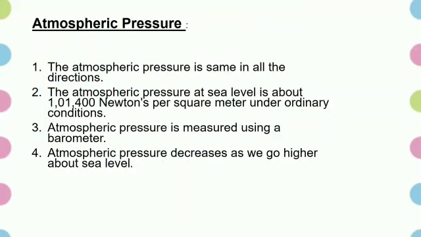Then let's know about atmospheric pressure. Atmosphere has a pressure called atmospheric pressure. It is the pressure exerted by the weight of the atmosphere at sea level. The atmospheric pressure is the same in all directions. The atmospheric pressure at sea level is about 1,01,400 newtons per square meter under ordinary conditions. Atmospheric pressure is measured using a barometer. Atmospheric pressure decreases as we go higher above sea level.